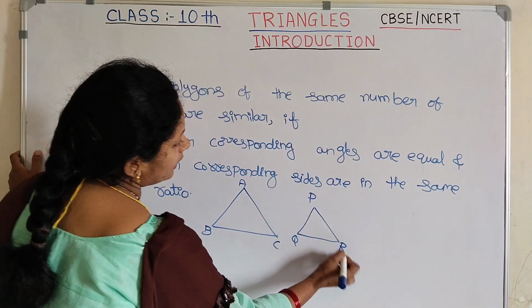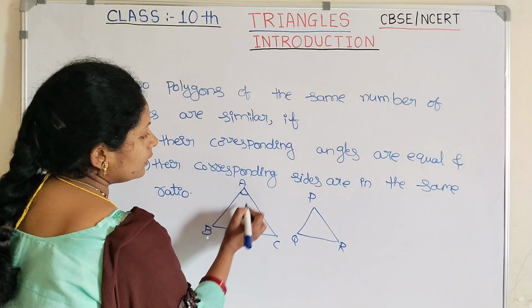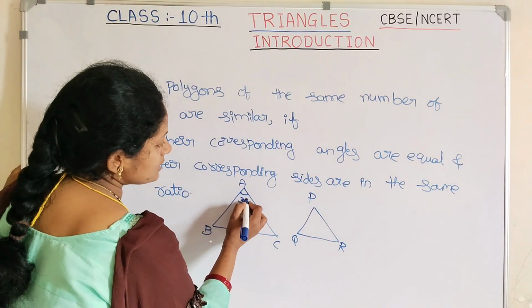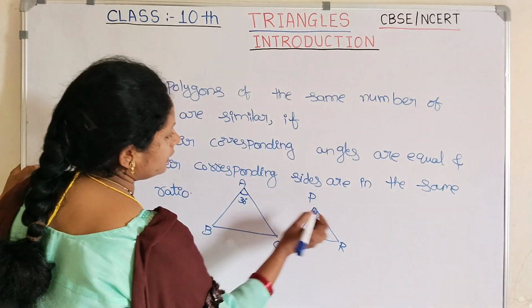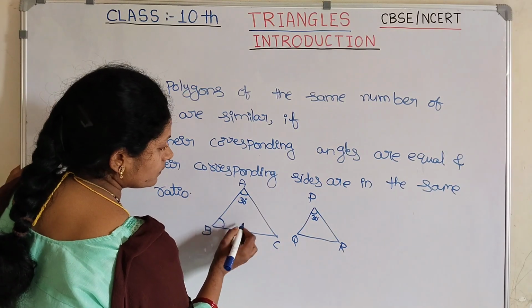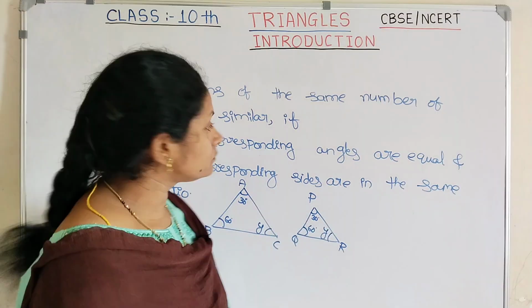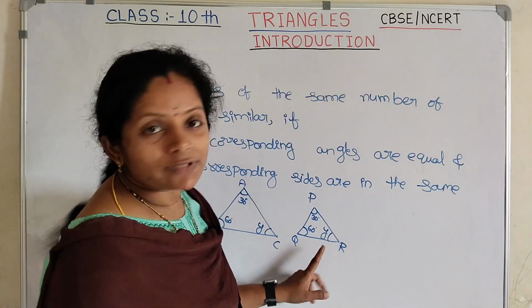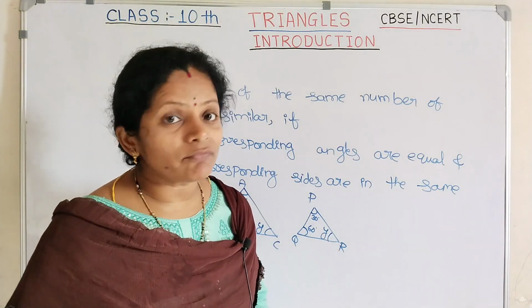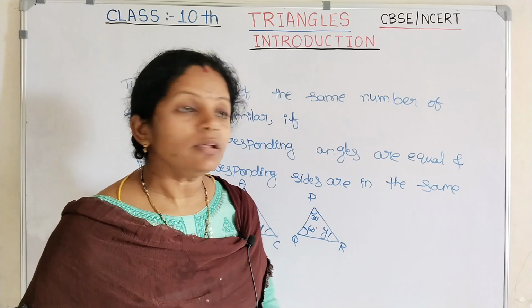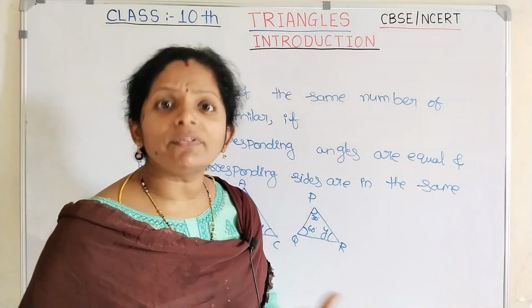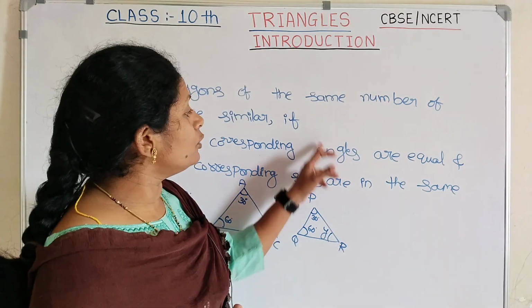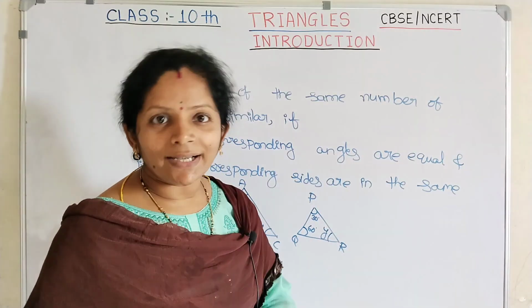ABC, P, Q and R. Let us take this as the 30. This is also the 30. This is 60. Then two polygons of the same number of sides. First of all, we have to say whether both of them have equal numbers of sides or not. If the sides are different, we need not check for these two criteria.